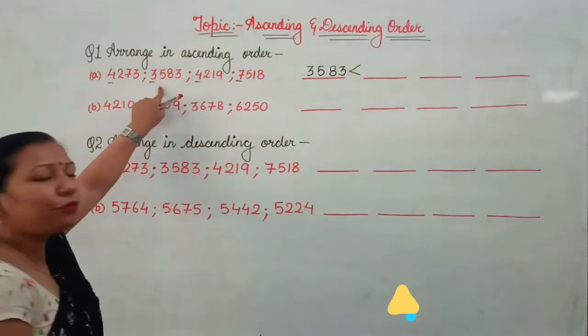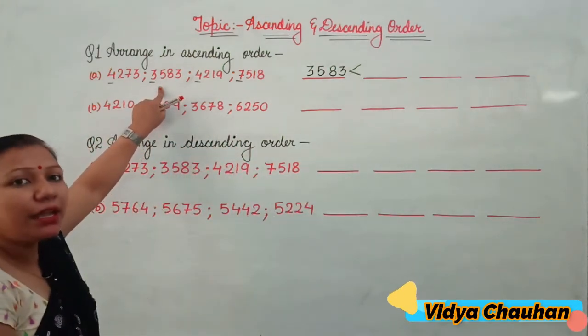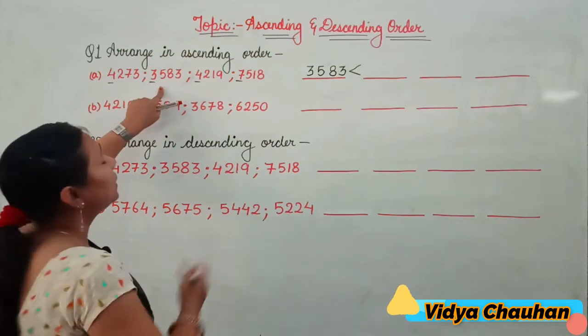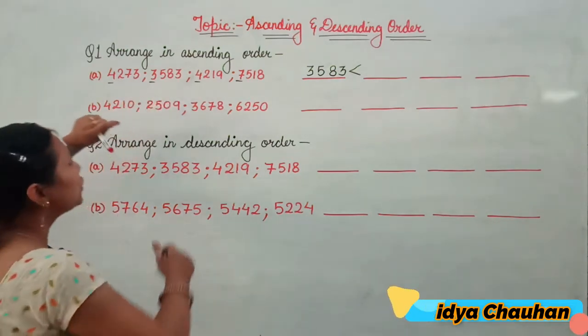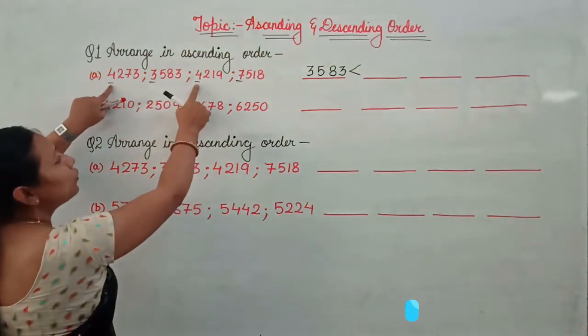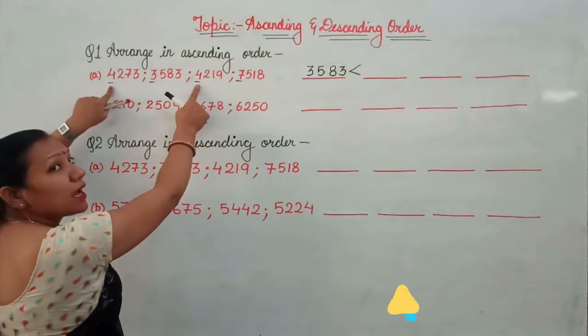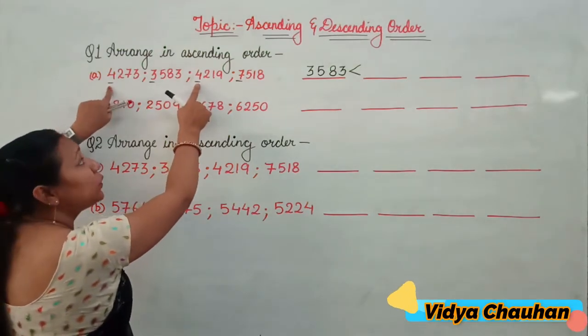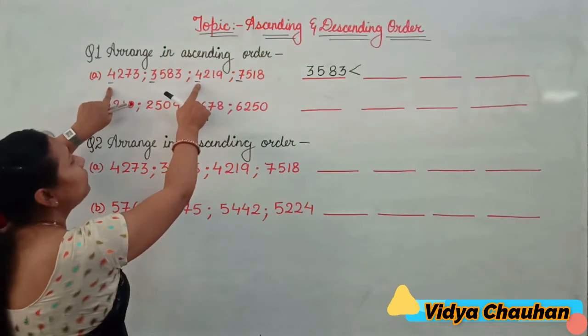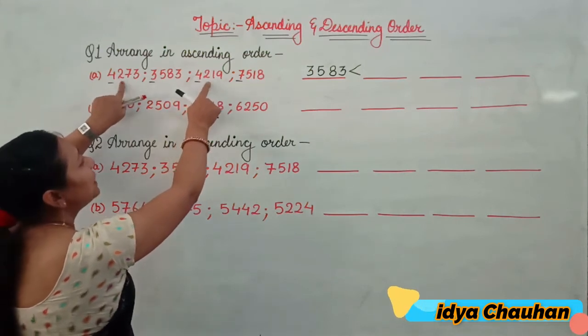After that you have to put the sign of less than. So 3583 is less than. Now the next greater number. As you can see, both these thousand place digits are 4 and 4 and they are equal. So when they are equal, we need to compare the next place digit.